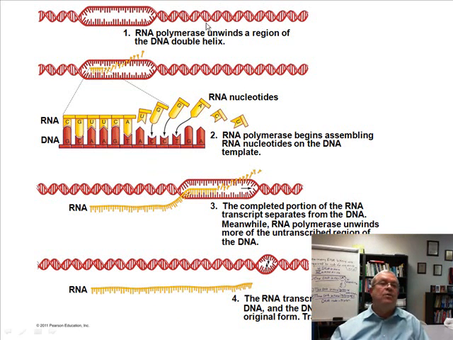And why not? Because it's this process that creates it. This process of transcription creates the messenger RNA molecule. So where is messenger RNA before transcription? It's nowhere. It's this process that creates it. All right. That's it on transcription.